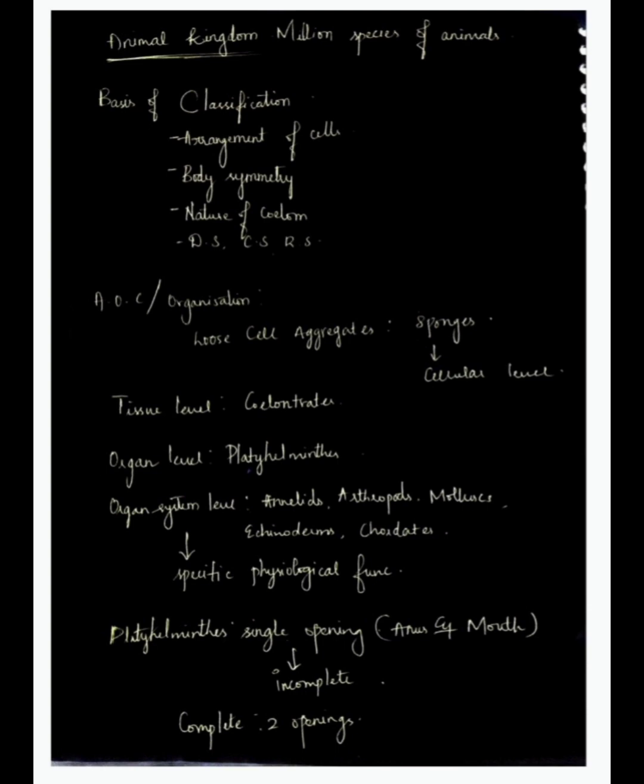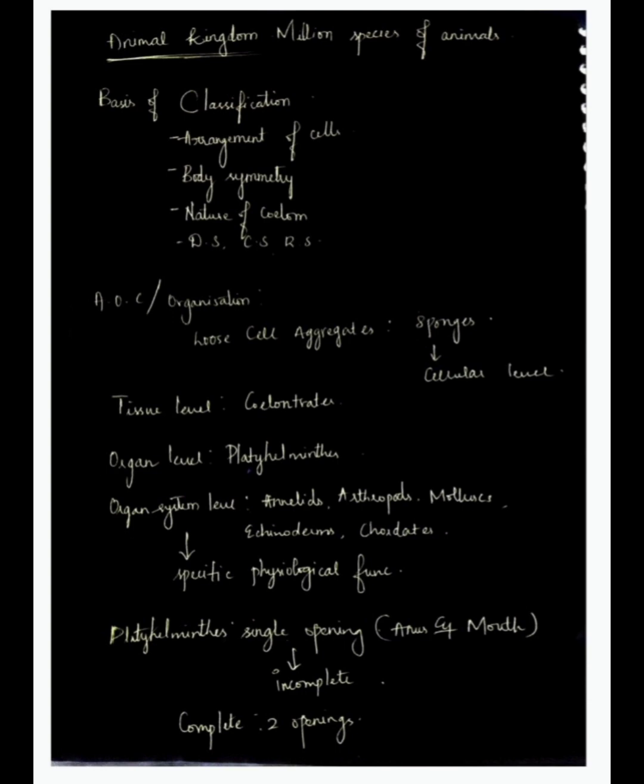They are classified on the basis of some criteria, and the basic criteria are arrangement of cells, body symmetry, nature of coelom, and the presence of digestive system, circulatory system, and reproductive system, and the way in which they are arranged. The first criterion is arrangement of cells. Arrangement of cells is also known as organization of cells. And the first type is loose cell aggregates, the cellular level.